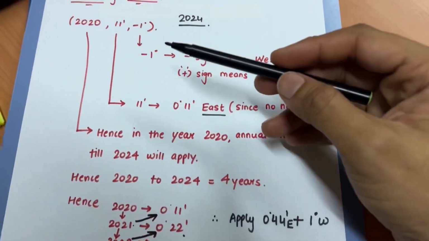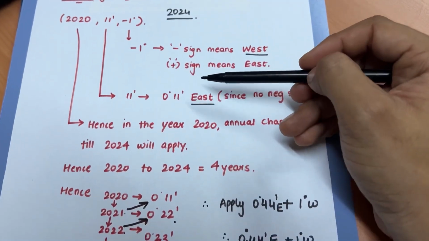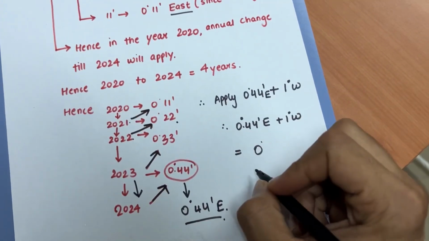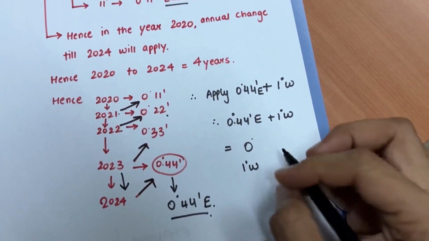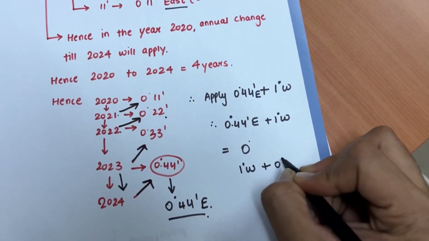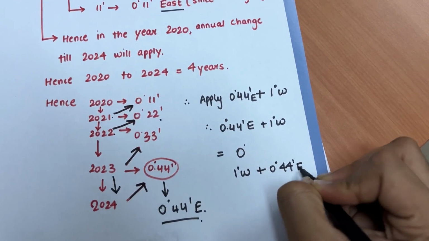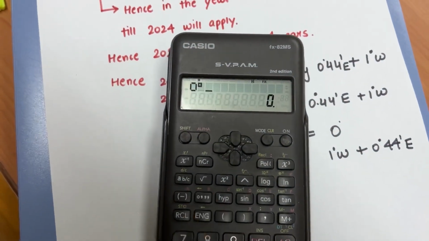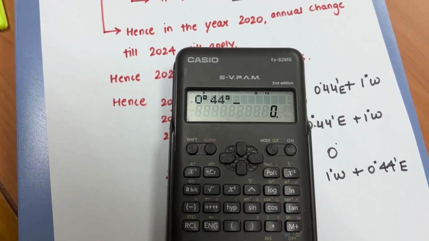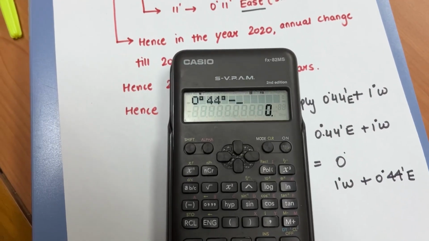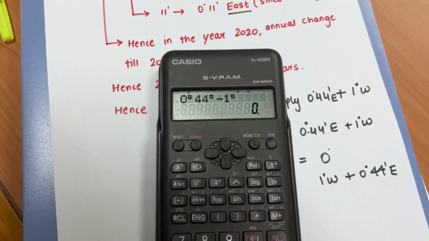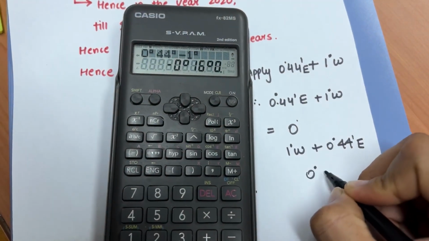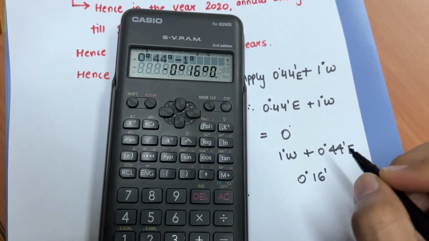Now from the 1 degree west that we found earlier, we are going to apply this change, right? So 1 degree west plus 0 degrees 44 minutes east. So let's get our calculator. So 0 degrees and 44 minutes east, right? And for west we always subtract 1 degree west, right? So your final answer is 0 degrees and 16 minutes west.